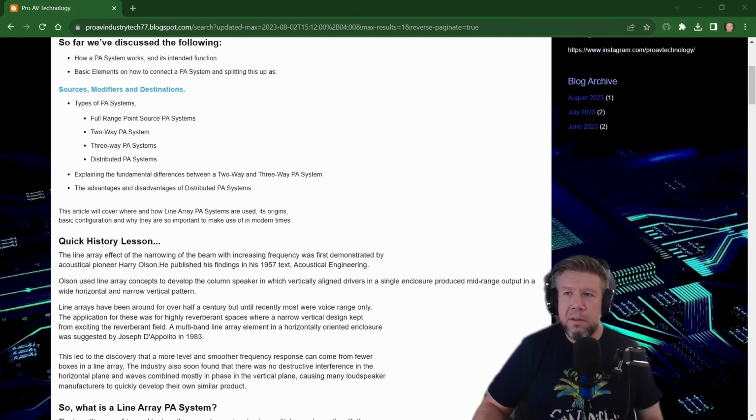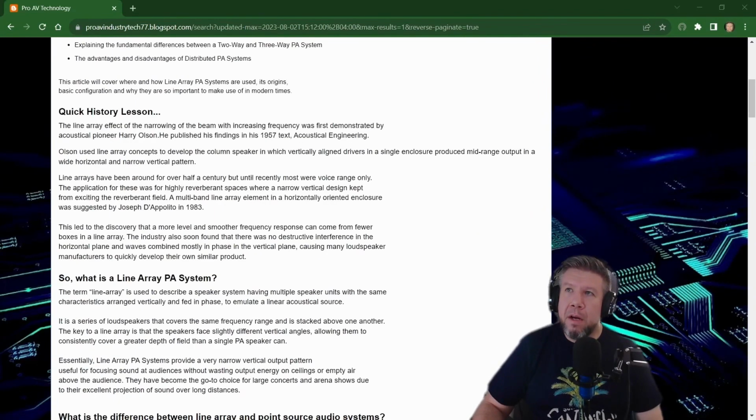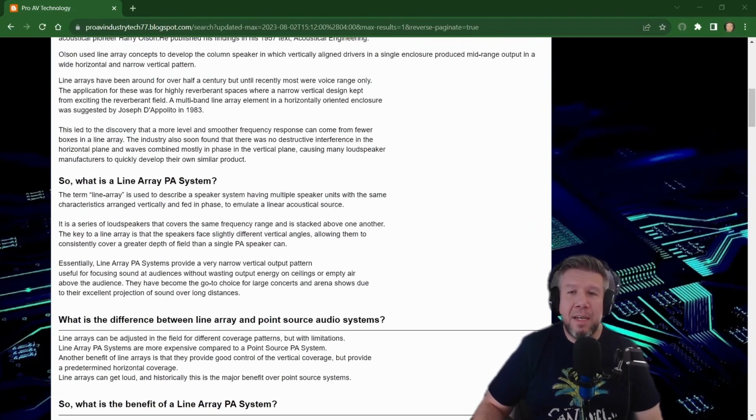So today's article will cover how line array systems are used, their origins, basic configuration, and why they are so important to make use of in modern times. I'll go through a quick history lesson here with regards to where line array systems originate from and what a line array system is. The term line array is used to describe a speaker system having multiple speaker units with the same characteristics arranged vertically and fed in phase to emulate a linear acoustical source. It is a series of loudspeakers that covers the same frequency range and is stacked above one another.